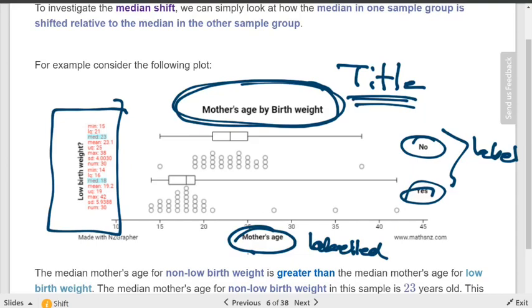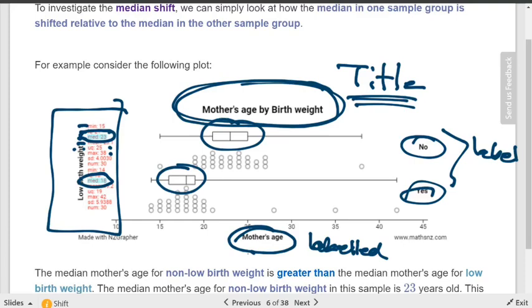Notice it gives you minimums. It gives you first quartile, median, the mean, upper quartile, the max for both graphs. So they're easy to compare. And here, they've highlighted these two in blue because those are the two medians. The top one is the median for this graph. The lower one is the median for that graph.